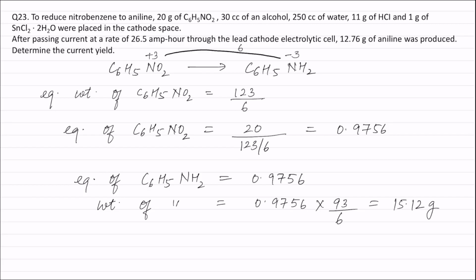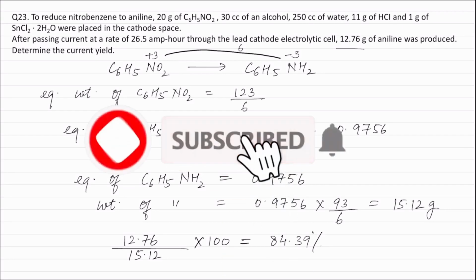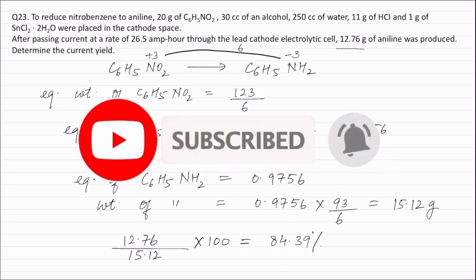From this, weight of aniline is equal to 15.12 gram. Now this is the weight of aniline which should be produced for 100% current efficiency, but the actual weight of aniline produced is 12.76 gram. Therefore, current yield will be weight of aniline actually produced, that is 12.76 gram, divided by weight of aniline which should be produced if the current efficiency is 100%, that is 15.12 gram, into 100, and this is equal to 84.39%. Therefore, current efficiency is 84.39%.